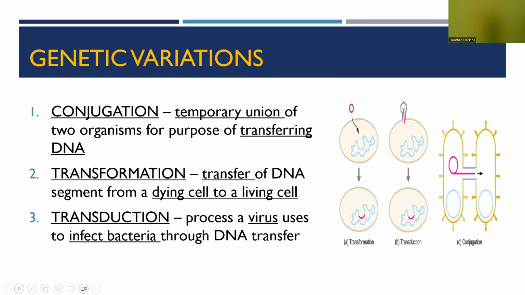Genetic variations of bacteria. Okay, the first one is conjugation, and that is the far right picture. That is a temporary union of two organisms for the purpose of transferring DNA. So they connect and create a channel and transfer information. That's conjugation. Okay, 2, transformation, which is the first picture, A. That's a transfer of a DNA segment from a dying cell to a living cell. Okay, and then transduction, the picture in the middle, that is a process a virus uses to infect bacteria through a DNA transfer.